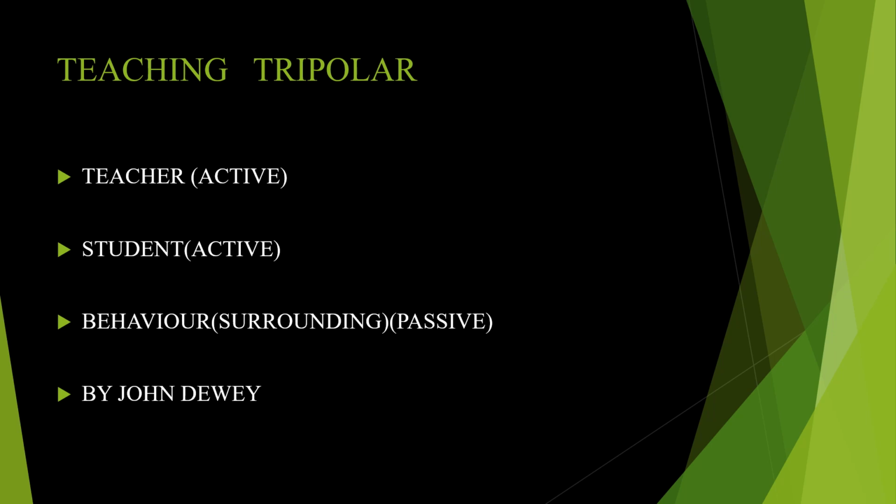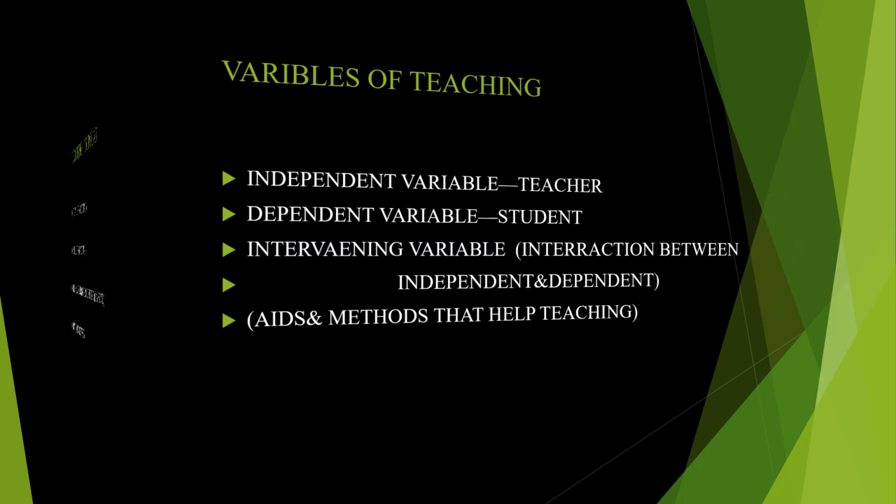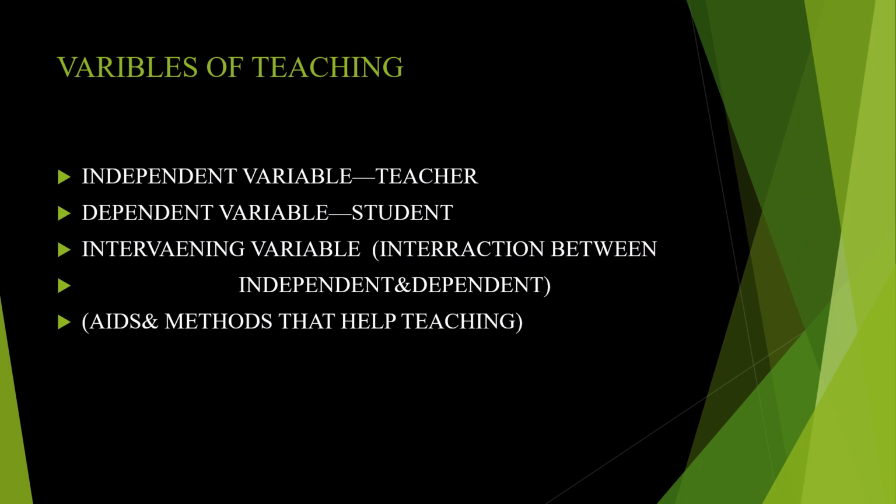Next we are going to the next small topic, that is the variables of teaching. It is an important area. Sometimes they will ask questions from this area. There are three variables. Understood? Independent variable. Independent means the teacher. Teacher is the independent variable. Teacher has no need to depend on something else. And the dependent variable is the student.